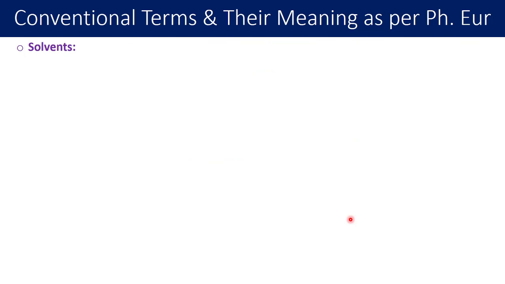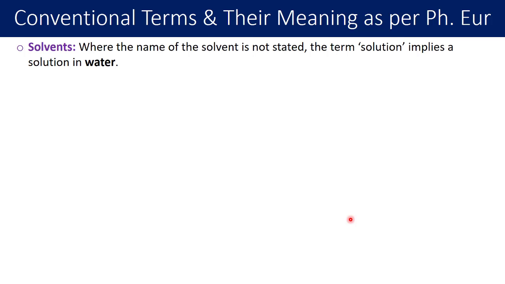The next conventional term can be solvent. Where the name of the solvent is not stated, the term solution implies a solution in water. So in case the monograph says prepare a 10% solution, and the solvent is not known to you, that means the solvent by default has to be water. You need to make the 10% solution of the substance in water. That is the purpose of this term, solvent.